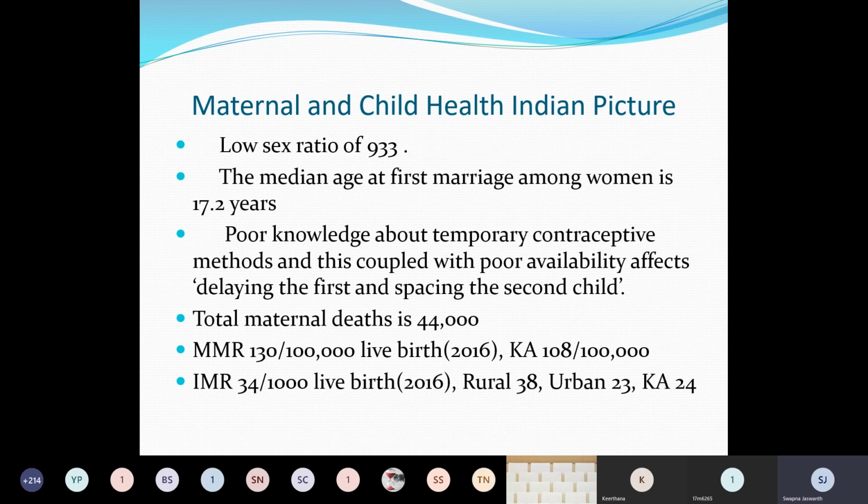And the infant mortality rate, that is the death of infants less than 1 year of age, from birth to 1 year, is 34 per 1000 live births. This is the statistics for 2016. That is how many children of 0 to 1 year are dying for every 1000 live births. This is the statistics which you will be reading in the further classes. If you look at the rural and urban difference, the rural area is high compared to the urban areas. And for Karnataka, the infant mortality rate is 24 per 1000 live births.